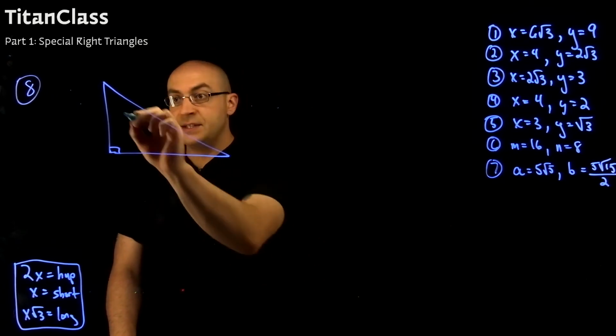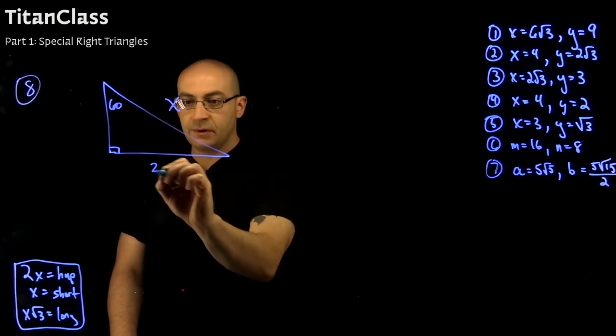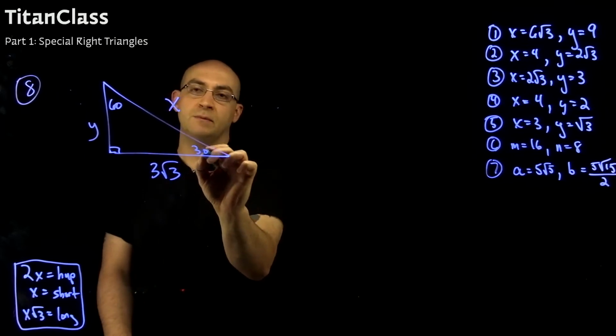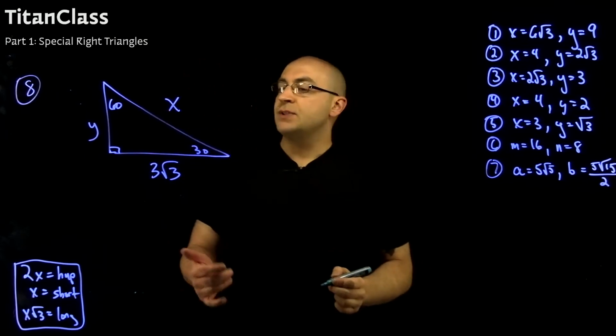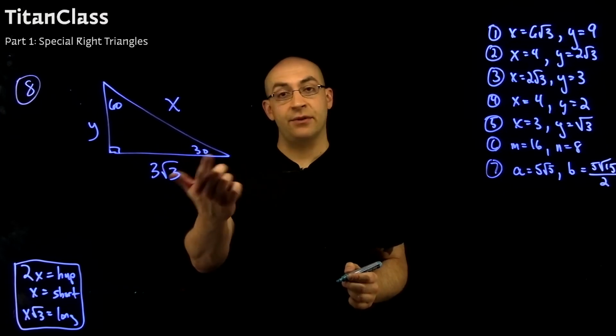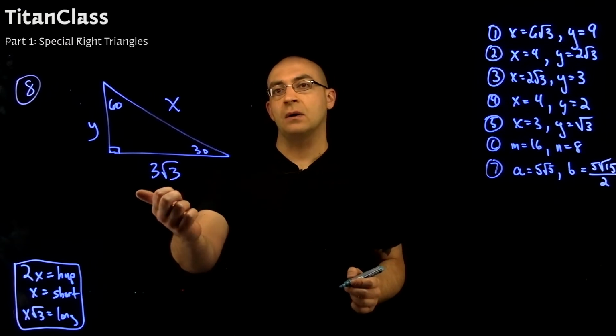Okay, 60, x root 3, and y. Okay, we can fill in what we know. We know that's 30. All right, so the x root 3 side needs to be adjacent to the 30-degree angle. So this is supposed to be x root 3 according to our key below.